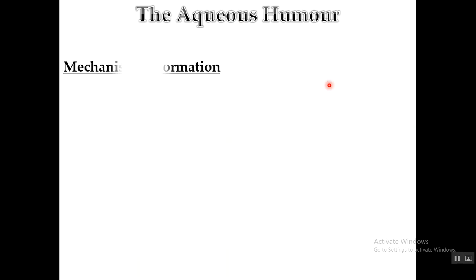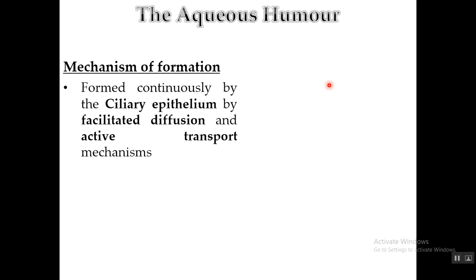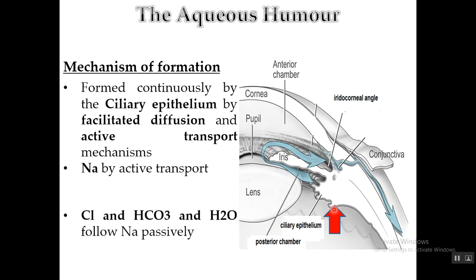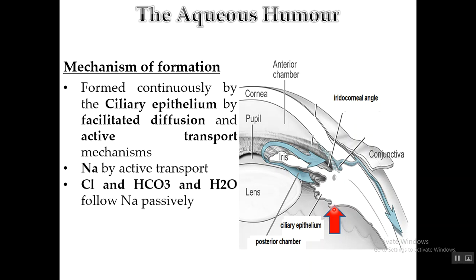What about the mechanism of formation? This fluid is continuously formed by the ciliary epithelium, and this is the ciliary epithelium, by facilitated diffusion and active transport mechanisms. The sodium is secreted mainly by active transport. Chloride, bicarbonate and water follow it passively. The rate of its formation is 1 to 2 microliters per minute. This is the rate of formation for the aqueous humor.